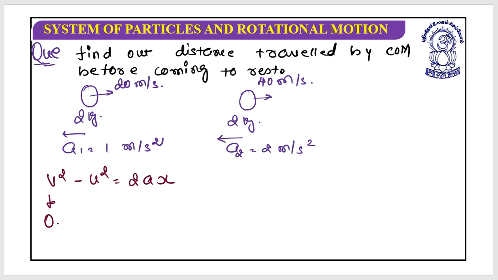Final velocity would be 0, initial is given, 2 into, as it is retarding, negative a, and this is x, and that's why I will do this. So what I need to do is write the same thing in the format of center of mass. I hope this is clear.